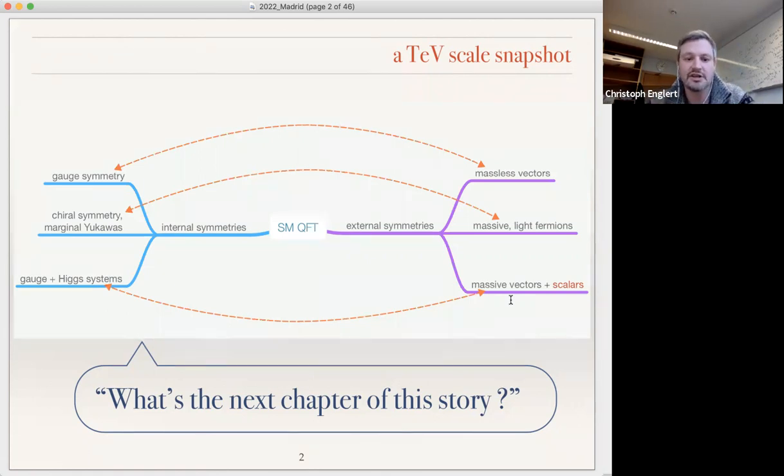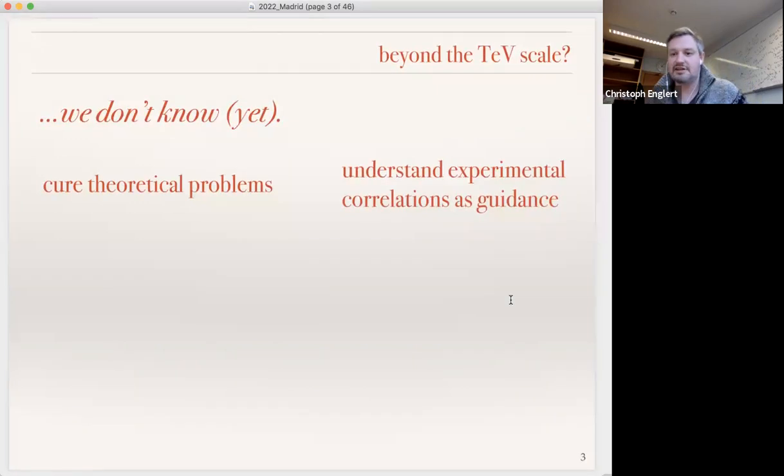A natural question for us to ask is really, what is the next chapter in this story? And the honest answer is that we don't know yet. At least if you're a collider physicist like I am, then the answer is not clear as yet. Whenever you reach such a divide, there are two possible avenues. One is to focus on curing the theoretical problems that the standard model has, and they come in all sorts of sizes and shapes. Gravity is not part of it, et cetera.